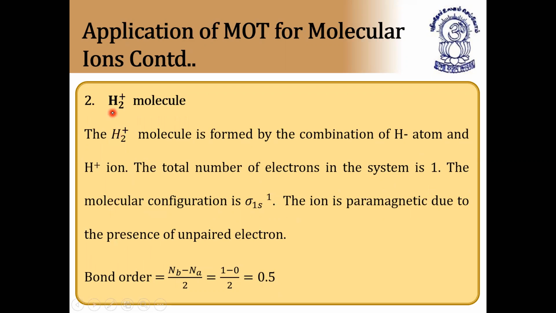Next, the H2 plus molecule, bond order is 0.5. H2 plus contains only one electron, because the H2 plus molecule is formed by the combination of a hydrogen atom and an H plus ion. So the total number of electrons in the system is only one, because in H2 plus one electron is already lost. Actually, H2 means two electrons. H2 plus means one electron is already lost. So one electron, sigma 1s¹. So bond order is 0.5 and it is also paramagnetic in nature.